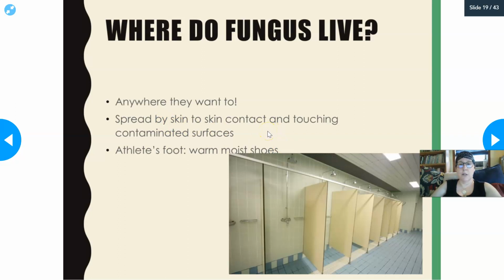They spread by skin to skin contact and touching contaminated surfaces. For athlete's foot, warm, moist shoes would probably be the most common. Shared shower areas, if you're walking around barefooted and not using shower shoes, they can very easily spread there. Because all it takes is one person walking across that has it, and then it has a home on the surface, and then somebody walks across and can pick it up. It's very easy. So it's easy to spread in gym areas also.